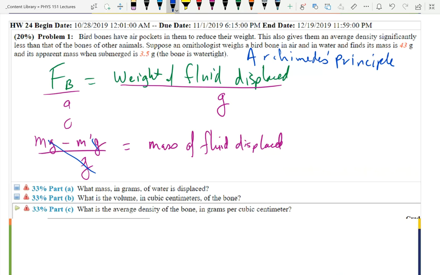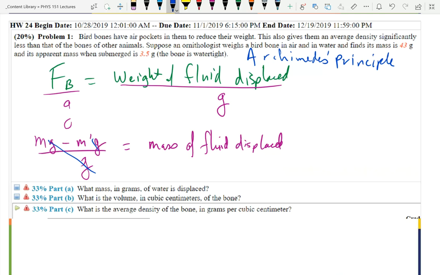Number 2, what is the volume in cubic centimeters displaced by this bone? Actually, it doesn't say displaced. What is the volume in cubic centimeters of the bone? Did the bone sink or float? It sunk. That's an important aspect to answering this. If it had floated, it would be a much harder question. But because it sank, I know that it displaced a volume equal to its own volume.